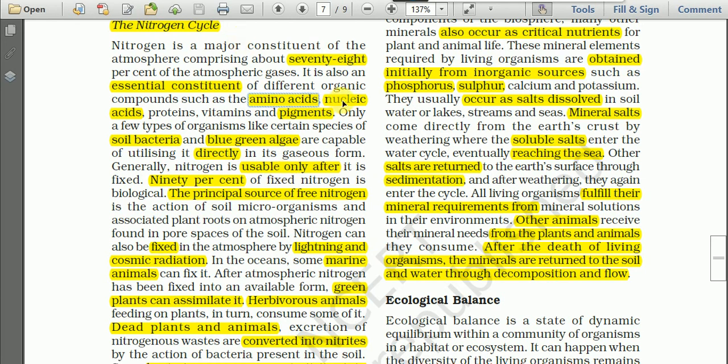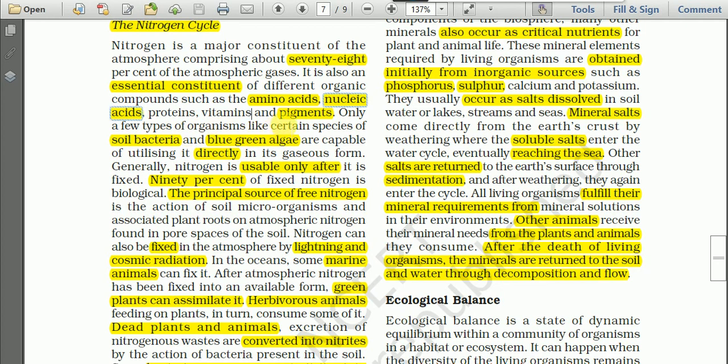And about this nucleic acid, this is a naturally occurring chemical compound that is capable of being broken down to yield phosphoric acid, sugars, and a mixture of organic bases. Okay, and nucleic acids are the main information carrying molecules of the cell, and by directing the process of protein synthesis, these nucleic acids determine the inherited characteristics of every living thing. So this is the main function of nucleic acids, and it is derived from nitrogen.